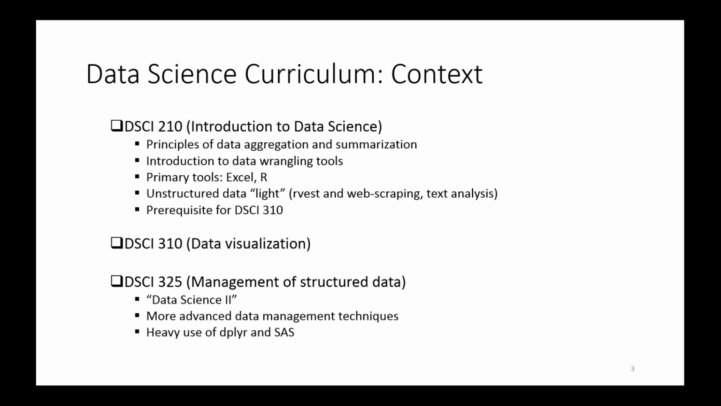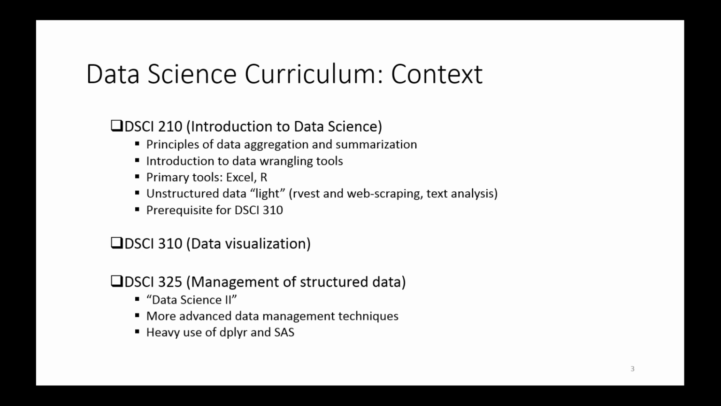He does some unstructured data in that course, so some web scraping, some text analysis, and DSci 210 is a prerequisite for DSci 310, which is the data visualization course. There's 310, which I'm going to talk a lot more about in a little bit, but the other main data science course is the management of structured data, DSci 325, and I have begun to think of that course as data science 2, the second semester in data science, where students get more of an introduction to programming. There's a lot of SAS, a lot of R that we use in that course. dplyr is a pretty heavily used tool in that course as well.